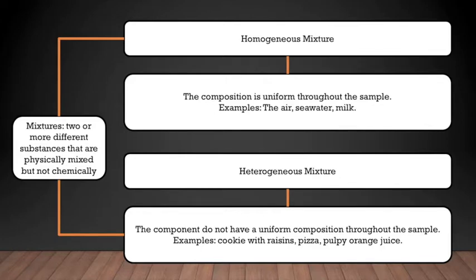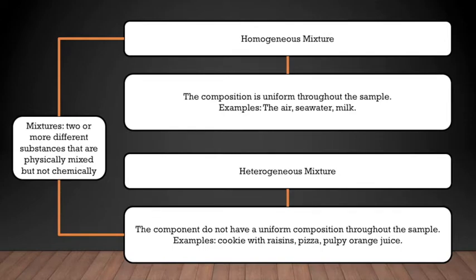A homogeneous mixture is one in which the composition is uniform throughout the sample. Examples of this would be air. We cannot see different components of air. Seawater. When we look at seawater, we can just see the water. And milk. Even though it's composed of several molecules, we can only see a smooth white surface.